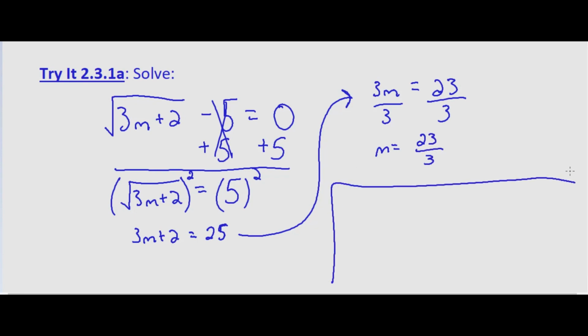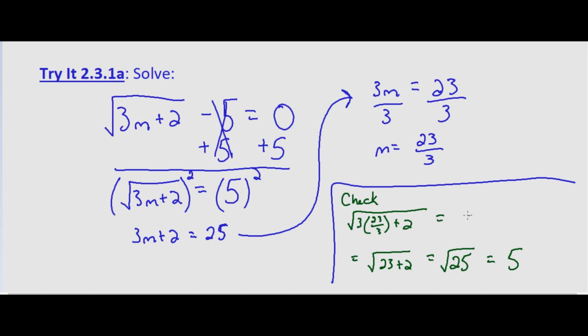As I mentioned, we need to check our solution, so let's go ahead and do that. Check. We do that by plugging it into our original. The square root of 3 times 23 thirds plus 2. That equals the square root of 23 thirds times 3, that's 23, plus 2, which equals the square root of 25, which equals 5.